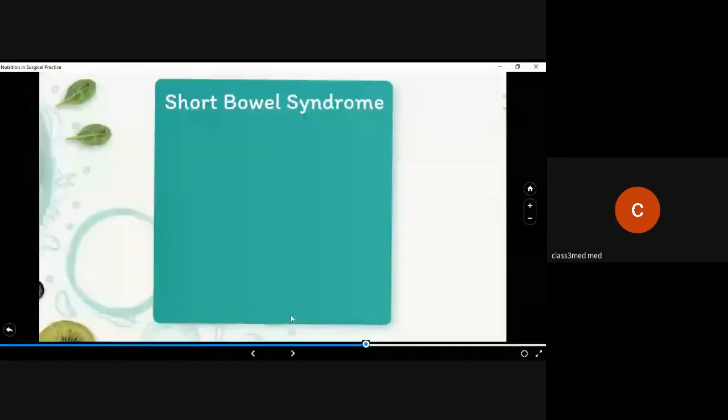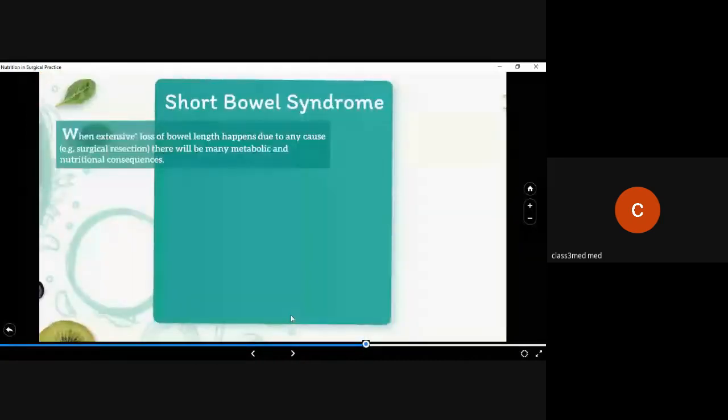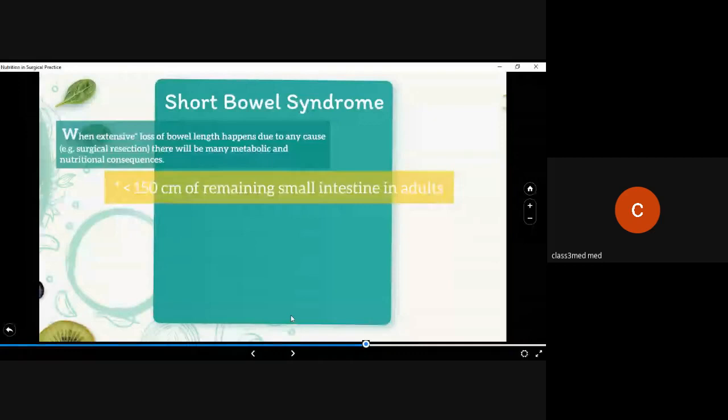So what is short bowel syndrome? When extensive loss of bowel length happens due to any cause, for example, surgical resection, there will be many metabolic and nutritional consequences. So, if the patient has actual loss of bowel, like surgical resection, or sometimes functional loss, part of the intestine is diseased and out of its normal function, and then the patient has a lot of metabolic consequences. Now, what is extensive loss? If it is less than 1.5 meter of remaining small intestine in adult.